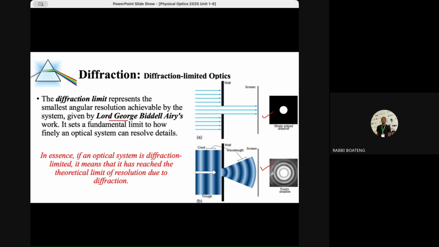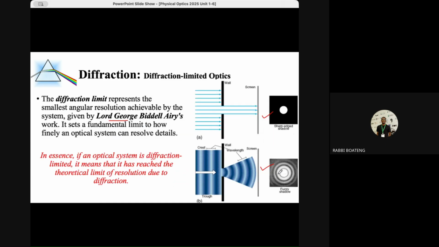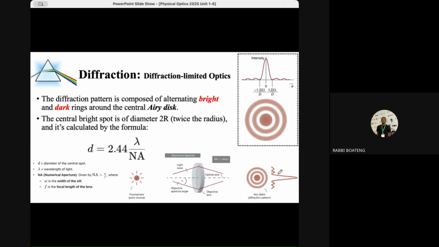And you should be expecting a what? An airy or a fuzzy shadow like this. So this is just an add-up for the one that I just explained earlier. And in fact, I don't know if the model was talking about this, but I just brought this in for our understanding, where we can relate the diffraction limit and something we call the numerical aperture.